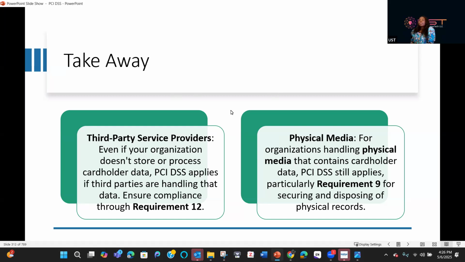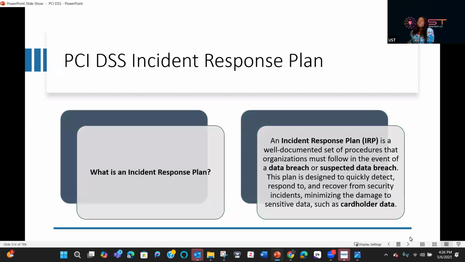What's the takeaway? Third-party service provider: even if your organization doesn't store or process cardholder data, PCI DSS applies if third parties are handling that data, and this aligns with requirement 12. Otherwise, in the case of physical storage, PCI DSS requirement 11 also ensures that organizations securely store hard copies and also destroy or dispose of them when they are no longer needed.